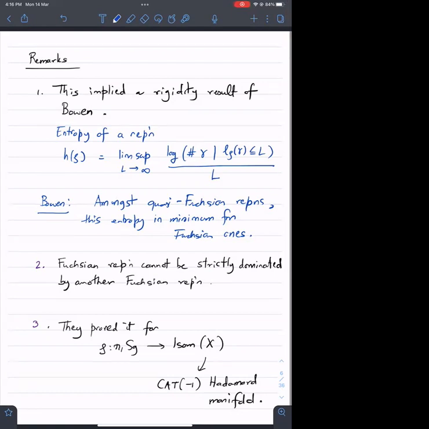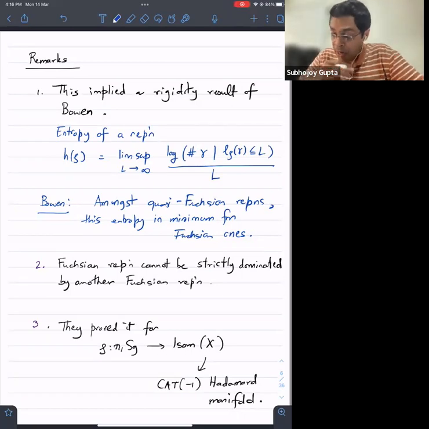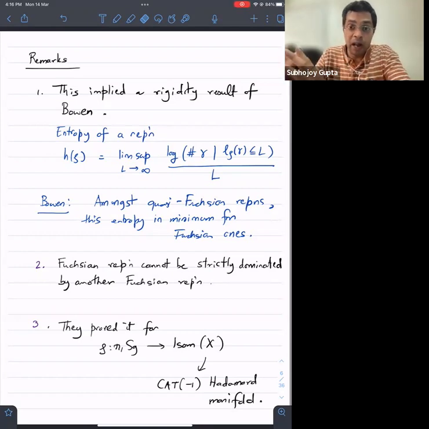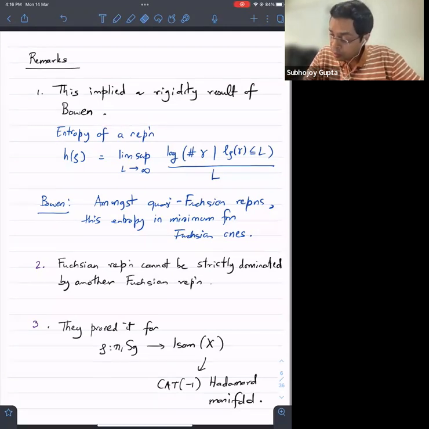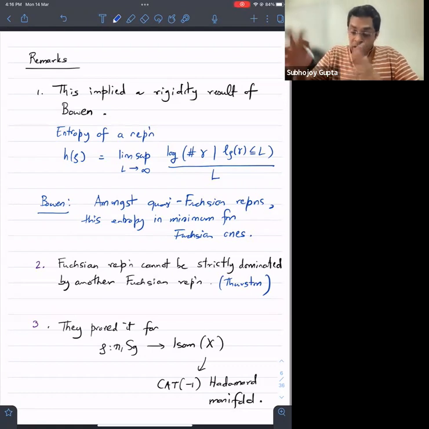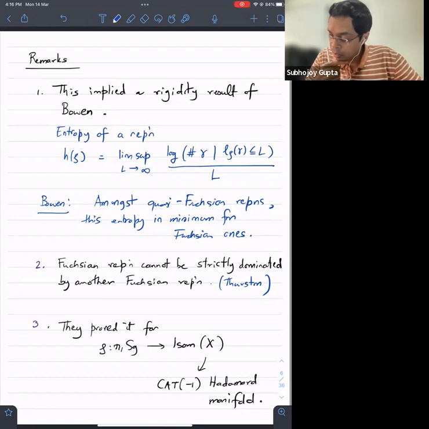Okay, so the Fuchsian representation cannot be strictly dominated by another Fuchsian representation. Here I'm talking about closed surface groups. So in other words, you can't have two hyperbolic surfaces where the lengths of all curves in one hyperbolic surface are strictly greater than the lengths in the other. This was something that was observed by Thurston. And that's what explains the "unless" in the statement of Deroin-Tholozan's theorem that I mentioned.